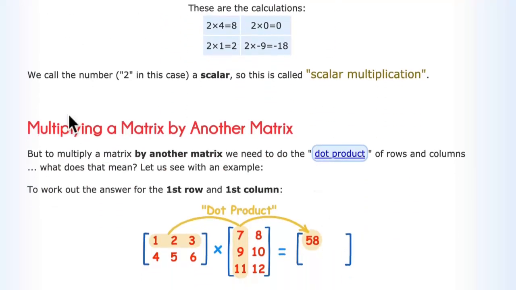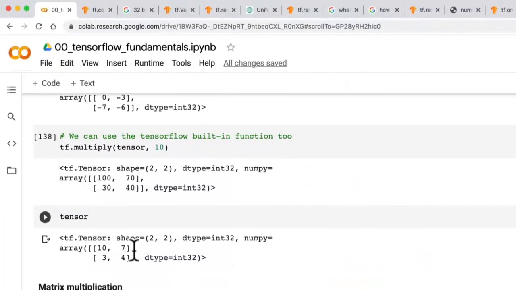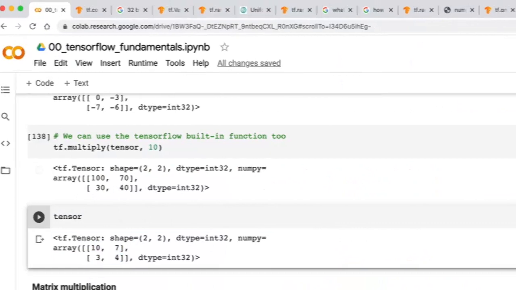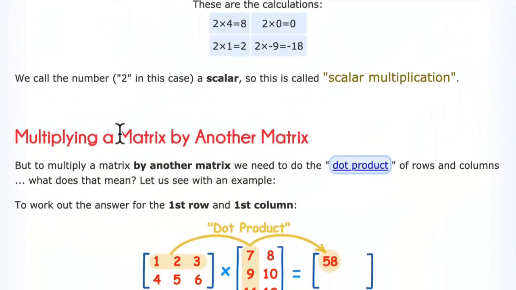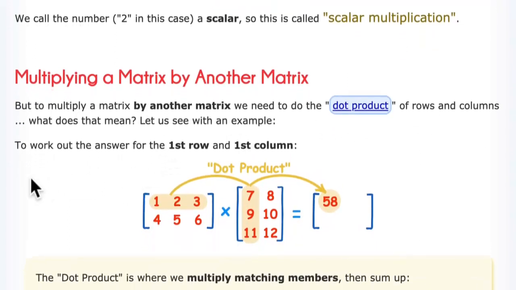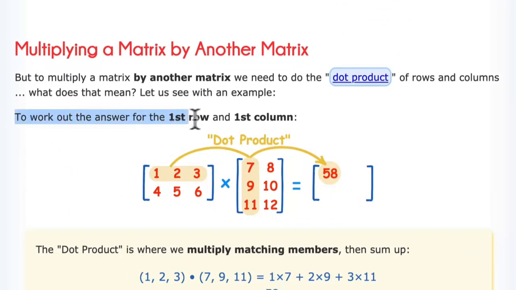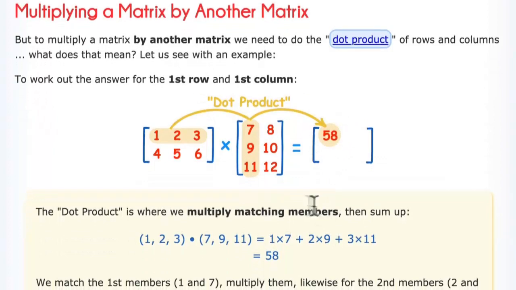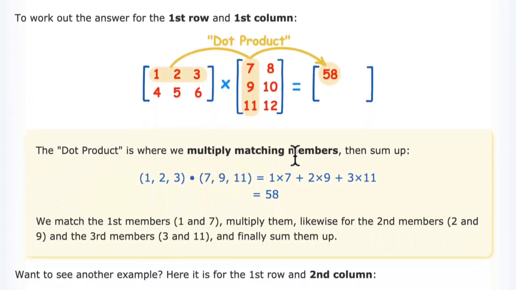Beautiful. However, what if we wanted to multiply a matrix by another matrix? And remember, because we're using TensorFlow, even though this is a matrix, we're referring to them as tensors as well. So I want you to read this as matrix and tensor interchangeably. But to multiply a matrix by another matrix, we need to do the dot product of rows and columns. What does that mean? Let's see an example. The dot product is the first row and the first column. So we've got a row here times this column equals 58. The dot product is where we multiply matching members, then sum them up.